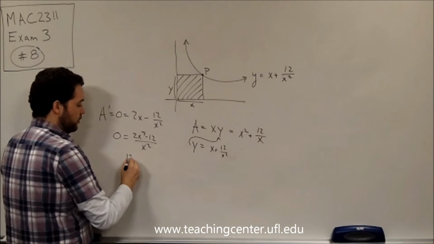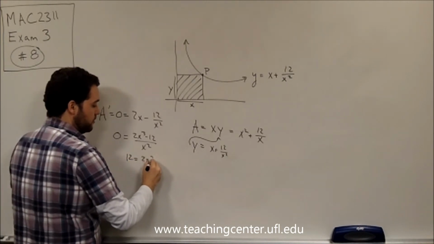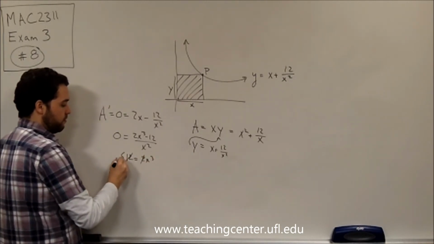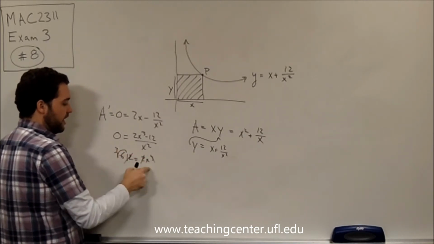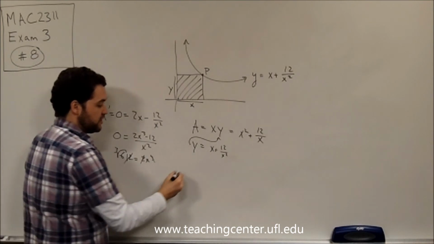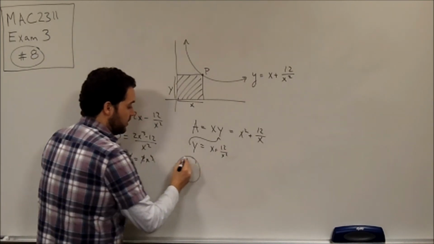So it's going to give you 12 is equal to 2x cubed. Cancel the 2 out with the 12, giving you 6 over here. And then cube root both sides. So when you cube root this, you get x is equal to the cube root of 6, which ends up being answer choice A. That's all there is.